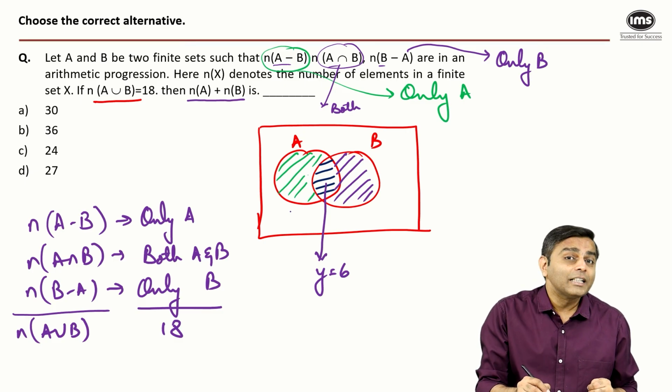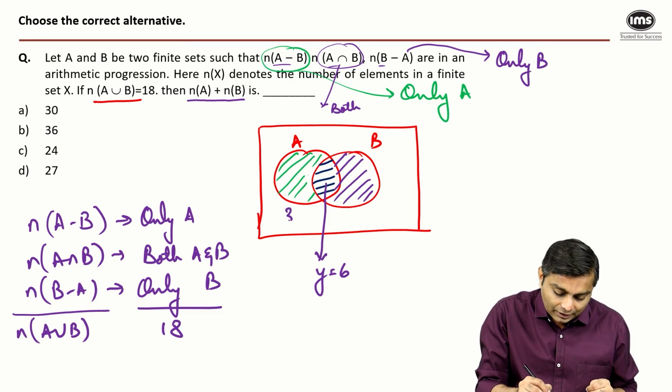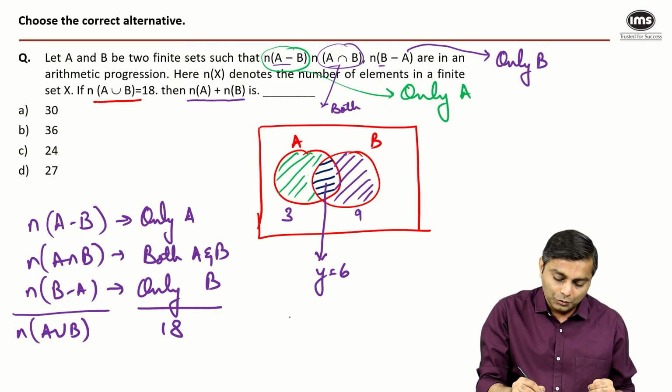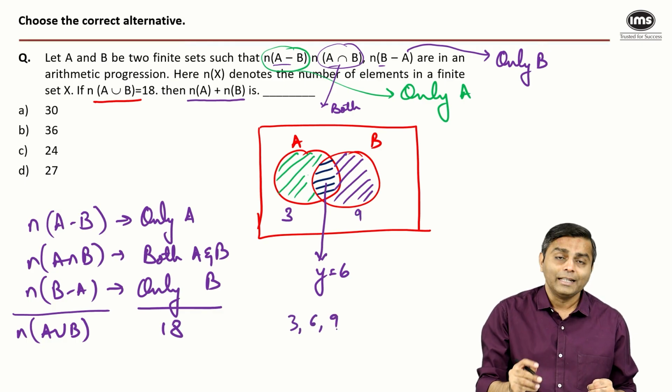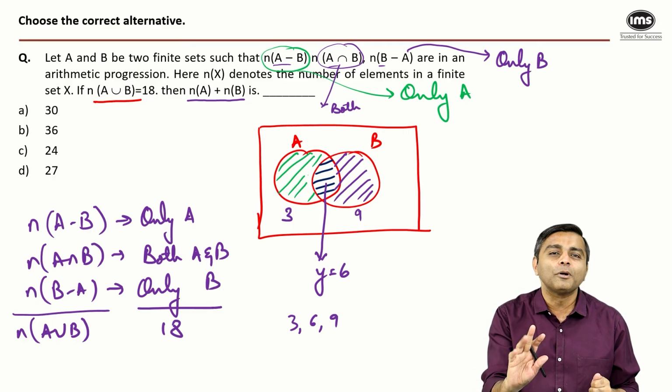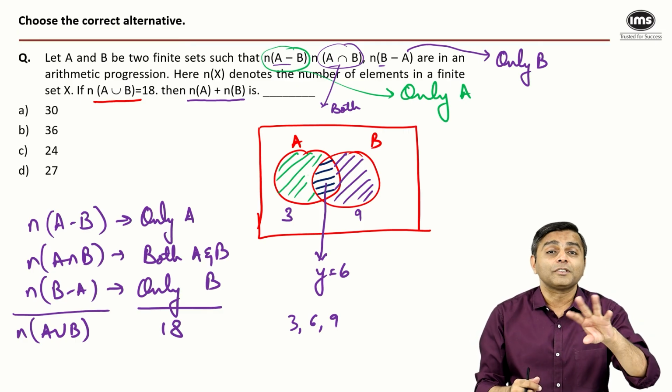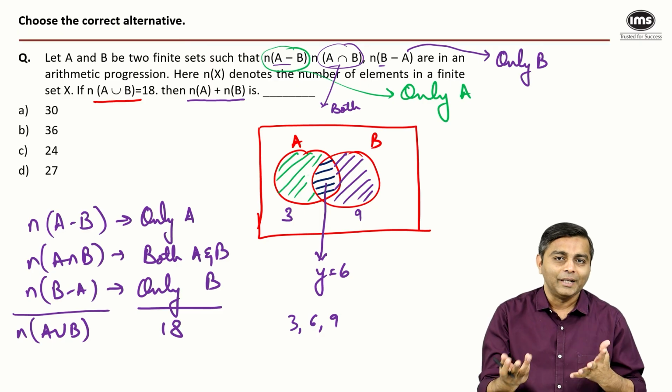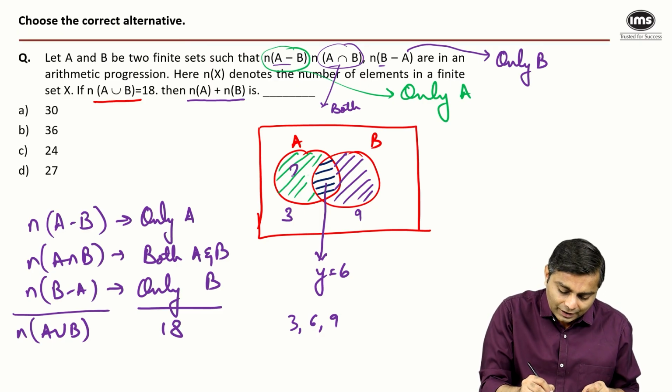So the only numbers that are going to fit are this guy to be 3, this guy to be 6, and this guy to be 9. So 3, 6, 9, they are in AP, addition is going to be 18. So now we know the values because they're pretty simple to figure out. Number of elements of a set will not be in decimals, correct? So they have to be integers. So this is 3, this is 6, this is 9.